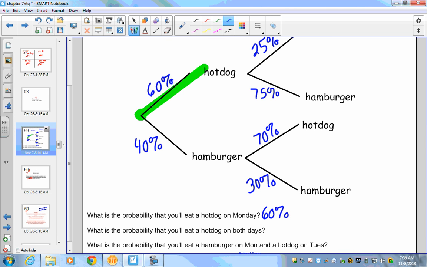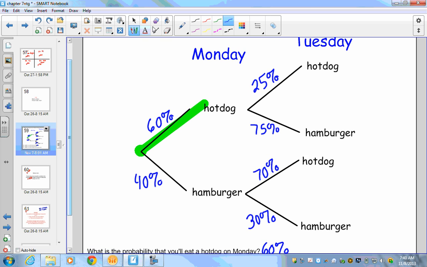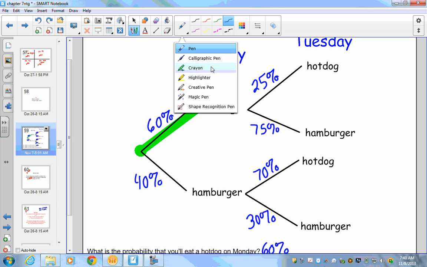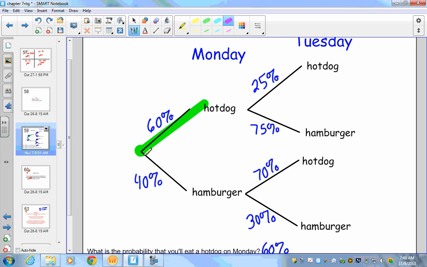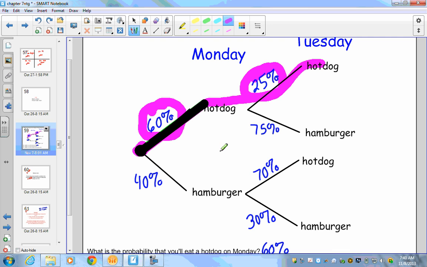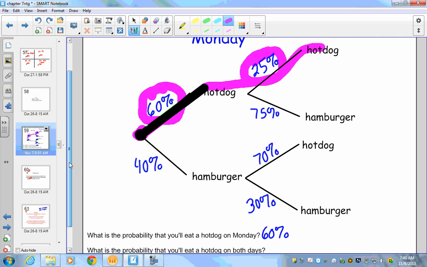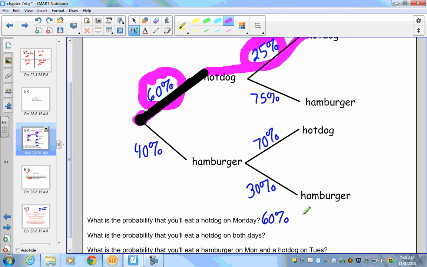Now, what is the probability that you'll eat a hot dog on both days? Well, going back up to our chart here, we're dealing with multiple probabilities here. Okay, so I'm going to use purple. You're starting here. What is the probability that you'll eat a hot dog here, and that you'll also eat a hot dog right here? Okay, now notice it involves the 60 as well as the 25. So what we're going to do with those two probabilities is multiply them. So 60% times 25% will give you 15%. So there is a 15% chance that you would eat a hot dog on both days.